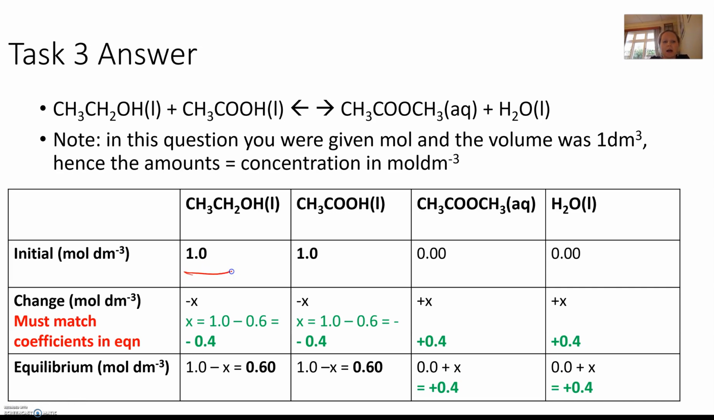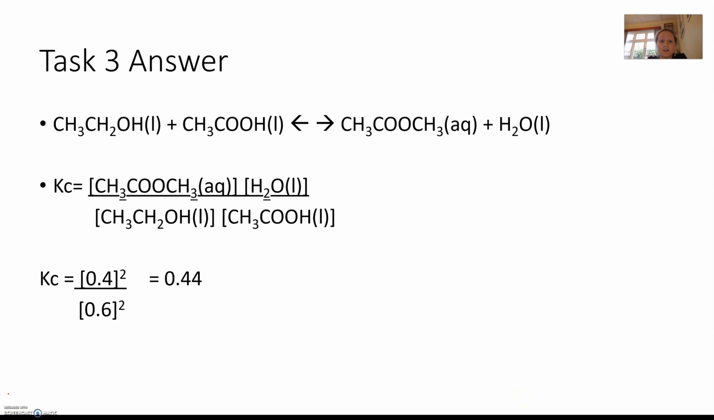So you were given 1 and 1 and you were told 0.6 of these existed. So if that's the case, then that means that these had to go down by 0.4. It's all a 1 to 1 to 1 to 1 ratio, which means this has to go up by 0.4. And therefore we have our equilibrium concentrations, and that's nice and straightforward. We can just plug into our KC, products divided by reactants, and there we go.